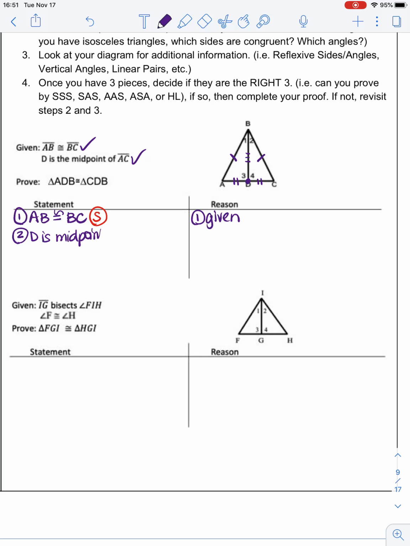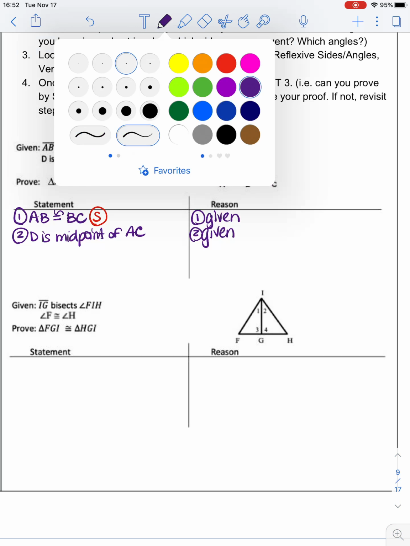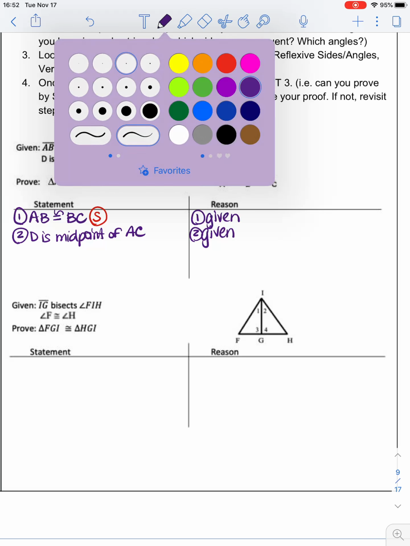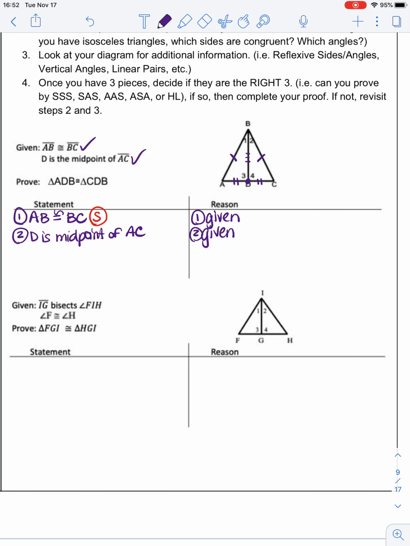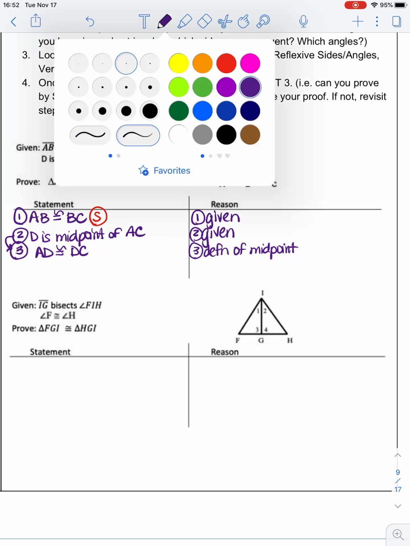So the next thing is that D is the midpoint of AC. Remember, that was given. You could have written those all in one step, but I like to write them in 2 just to remember the goal is to get sides congruent to sides and angles congruent to angles. So then that results in 3. If D is the midpoint of AC, then AD is congruent to DC. And that's because that's what midpoint means, the definition of midpoint.